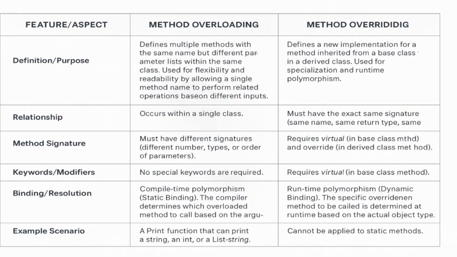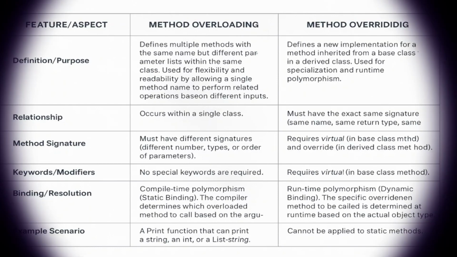Now binding resolution: what it actually means is how the compiler resolves which function it's going to call. Method overloading is compile time polymorphism or static binding. The compiler already knows which method to call based on the arguments. Method overriding is runtime polymorphism. Only at runtime does it determine which behavior, which function to call. That wraps up the differences between method overloading and method overriding.